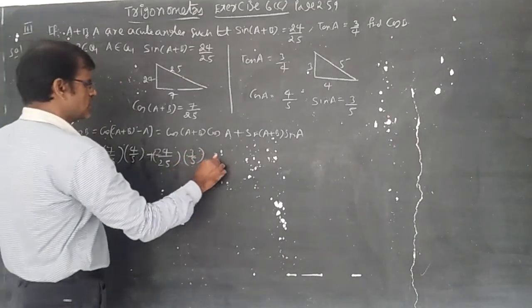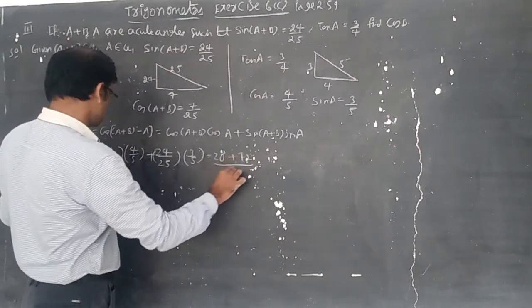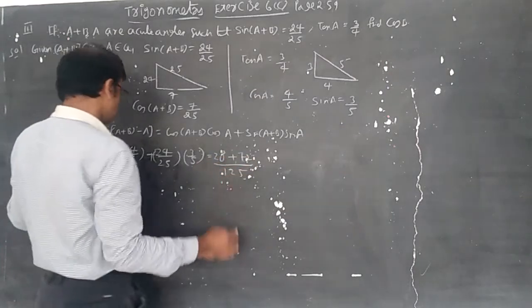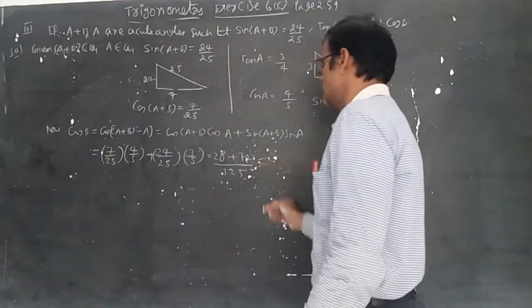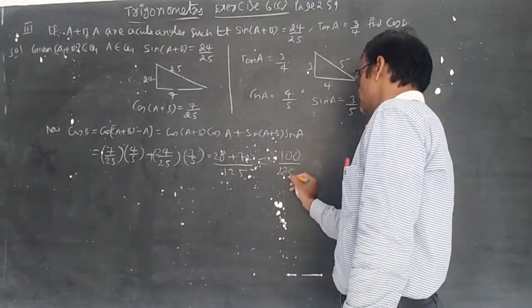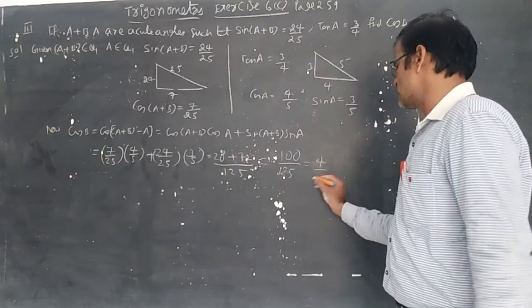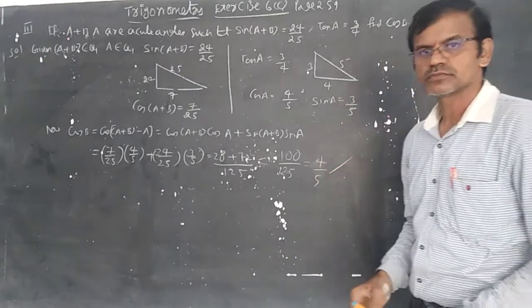7 4s are 28 plus 24 3s are 72 whole by 25 5s are 125. 28 plus 72 becomes 100. 100 by 125. 25 table will get cancelled. You will get the answer 4 by 5.